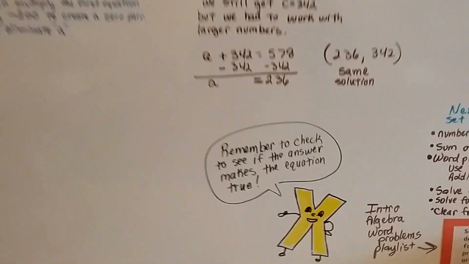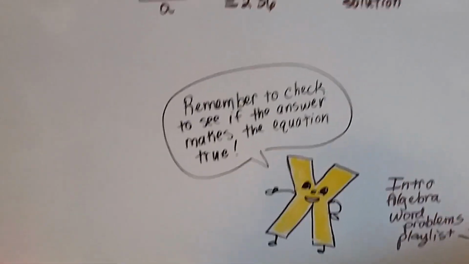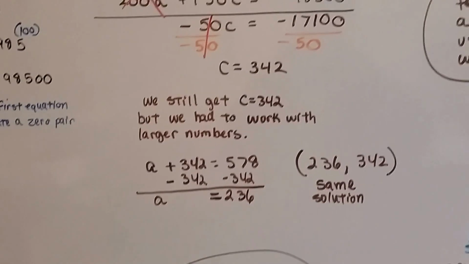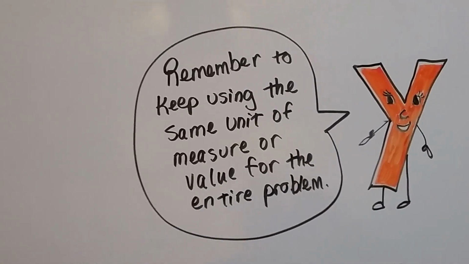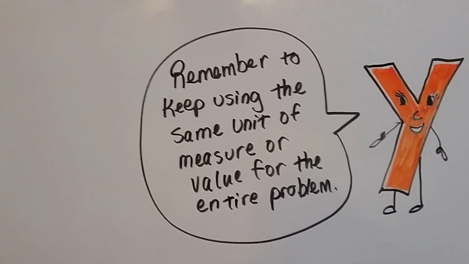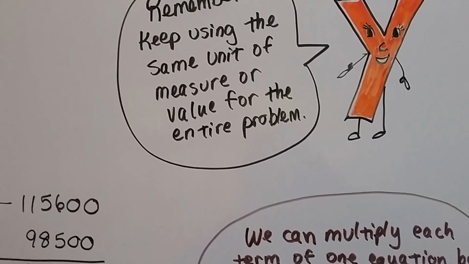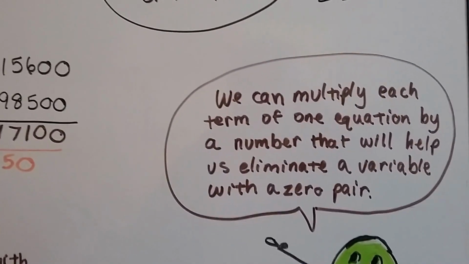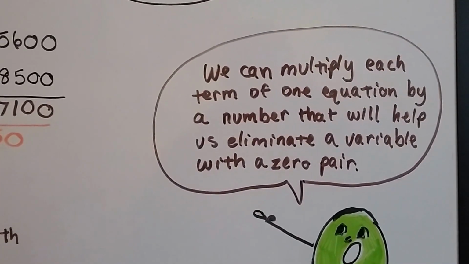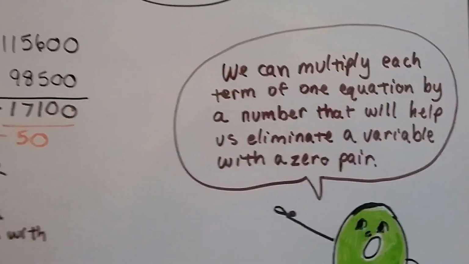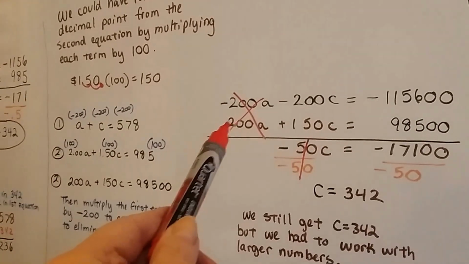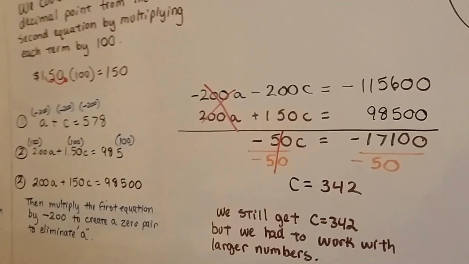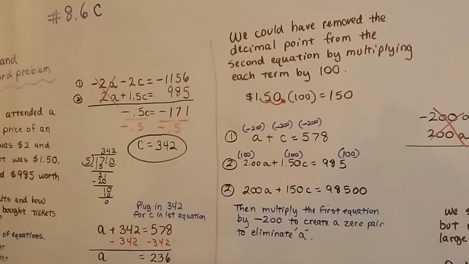All right, so remember to check to see if the answer makes the equation true. That's really important to make sure you did the math correctly. Remember to keep using the same unit of measure or value for the entire problem. If we're using dollars, we got to stick with dollars. If you're using inches, you got to stick with inches. And that we can multiply each term of one equation by a number that'll help us eliminate a variable with a zero pair. So we multiplied this one by a negative 200 because of that positive 200, so we could eliminate the A, see? Or a negative 2 to eliminate the A on this one, see?